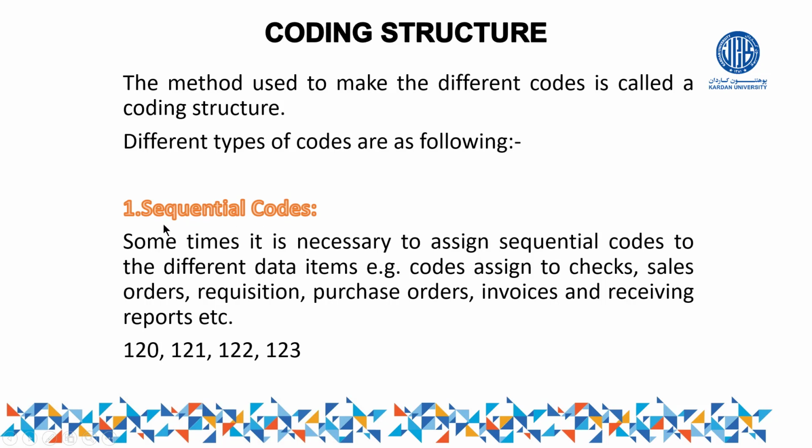The first type of coding structure is sequential codes. If we make the codes by sequence, for example, code 120, the next is 121, 122, 123, 124, and so on. Usually these kinds of codes are used in the case of checks, sales orders, requisitions, purchase orders, invoices, receiving reports, and so on. In the case of all these types of documents, we use which type of code? Sequential code. So sequential codes are just given by the sequence, and it's very simple.